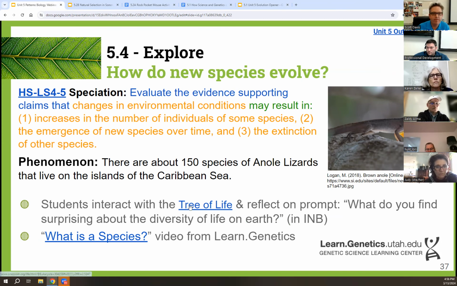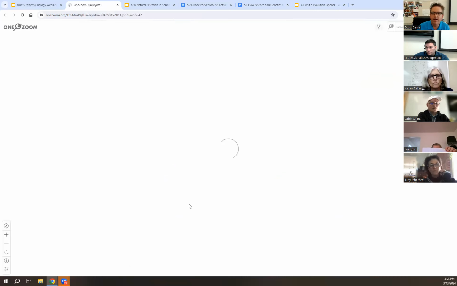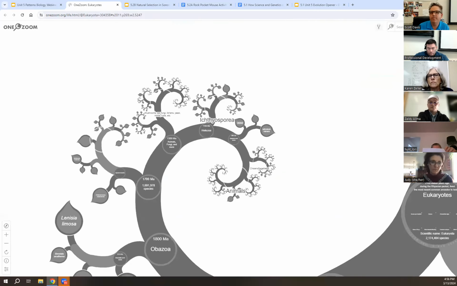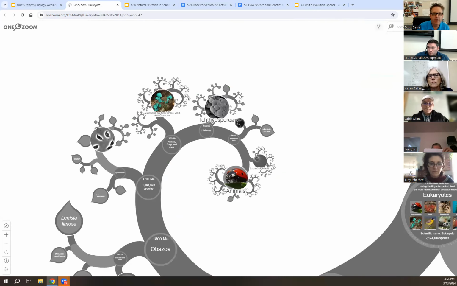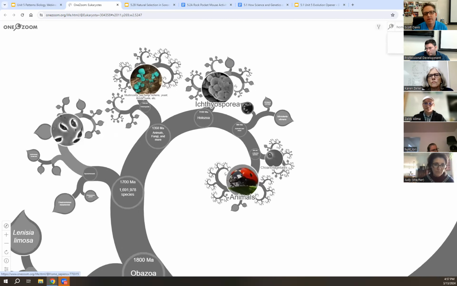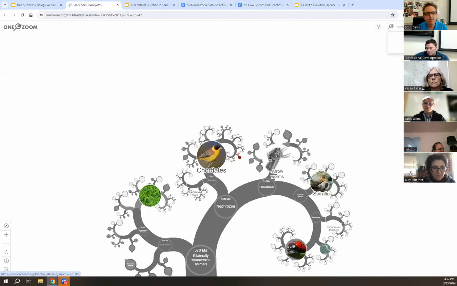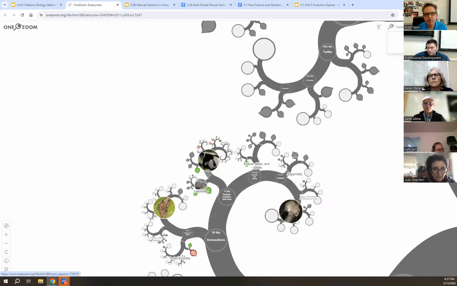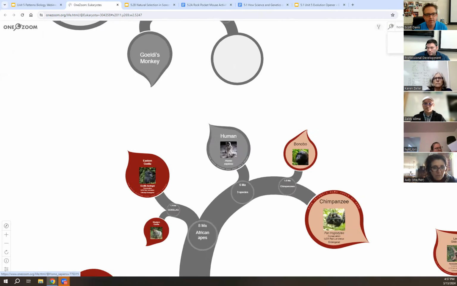You can type in whatever organism you want. In the upper right-hand corner, type human or Homo sapiens, and it will take you to common ancestors. It's got the bonobo, the chimpanzee, so it's pretty cool. Let's see. It reminds me of, if you've ever used Prezi, it's very Prezi-like.